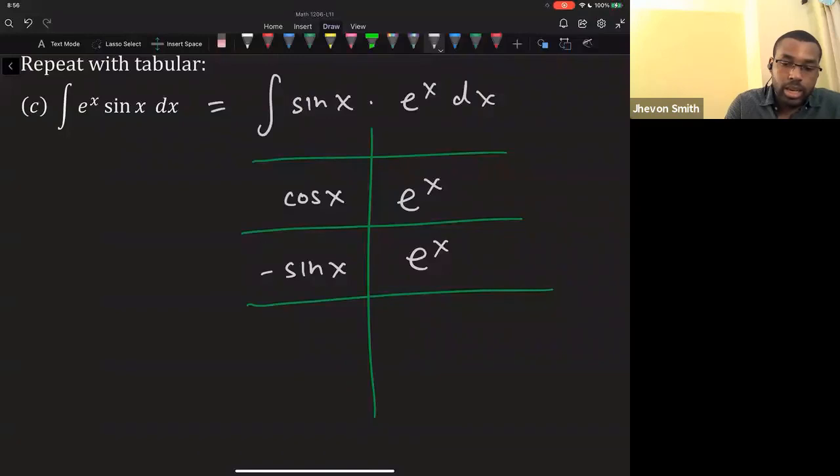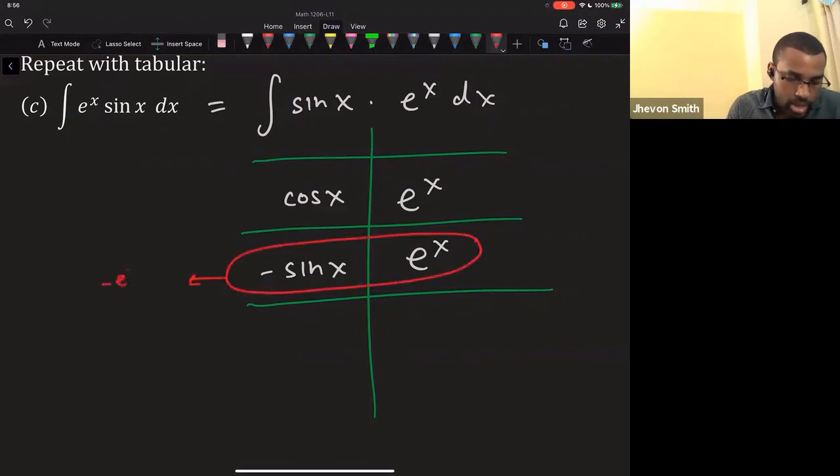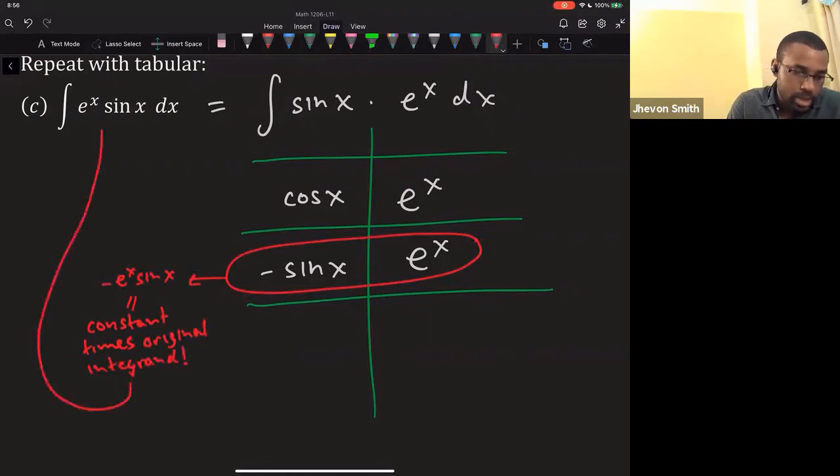This line here, you'll notice, is minus e to the x sine x. This is a constant times the original integrand. Right? So that's a constant times that. I have a minus 1 times that row. So at this point, you stop.